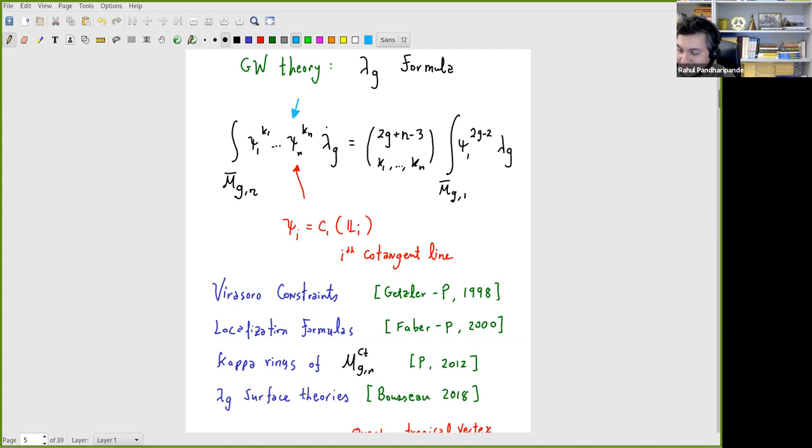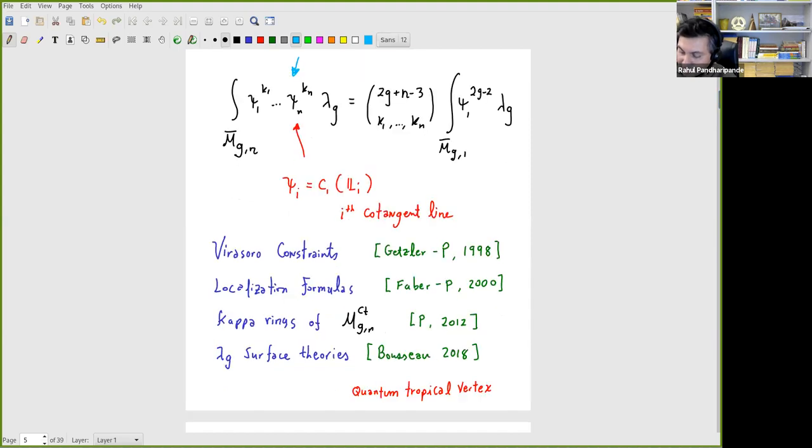And somehow, in some sense, the full implementation of all of these relations came in the study of the kappa rings of compact type. And so this is all pretty old stuff. But the lambda G in Gromov-Witten theory continues. The most recent things related to lambda G are these lambda G surface theories.